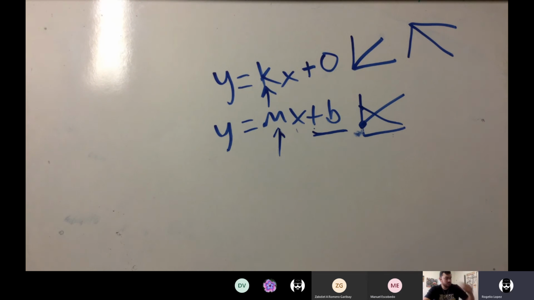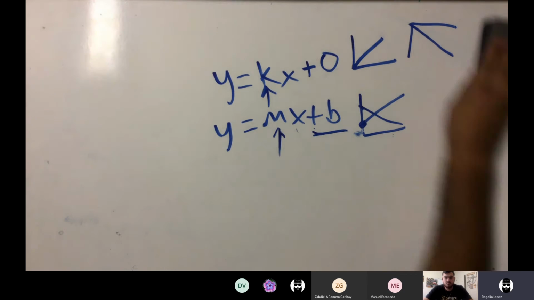This is the same thing. So just remember that those two equations are the exact same thing. Y equals kx is the same thing as y equals mx plus b. There's no difference. All right, so let's do this problem.